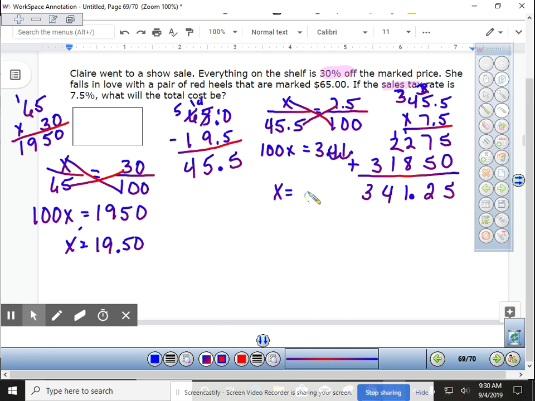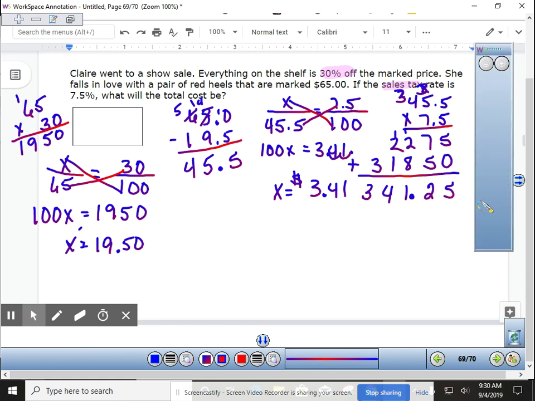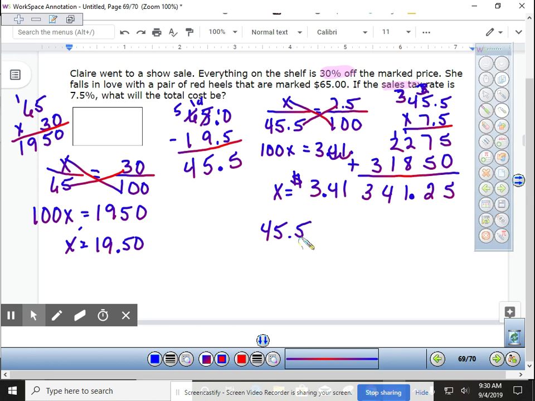How much tax am I paying? $2.40? What? $3.41. And we add that to what? Add it to 45.5. Good job. So we've got to take the 45.5 and add. Do I have to line up the decimals? Yes, when you're adding, you do. So all I have to do is put that 0 right there and go to adding.